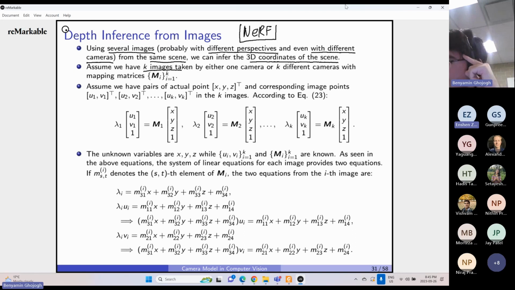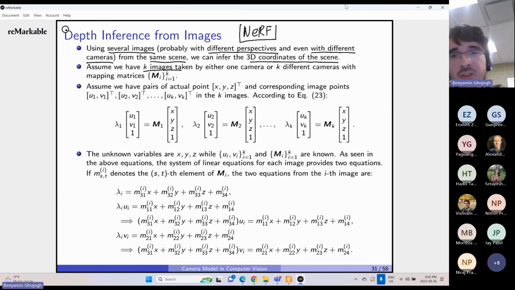I'm not sure whether what you said is using NeRF or not. Here, I'm using the basic fundamental computer vision for inferring the depth using 2D images. It's not using deep learning. Okay. Any other question?